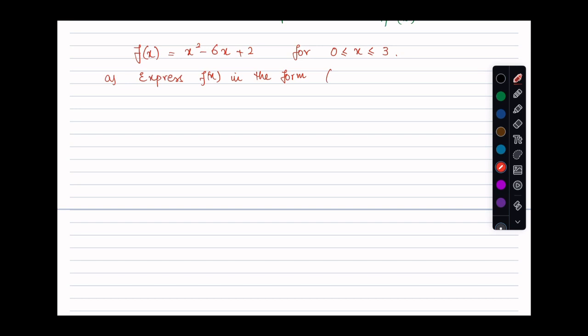Let's say the function f(x) is x squared minus 6x plus 2, and this is defined for the domain 0 lesser or equal to x lesser or equal to 3. So part A: express the function f(x) in the form (x plus a) the whole square.